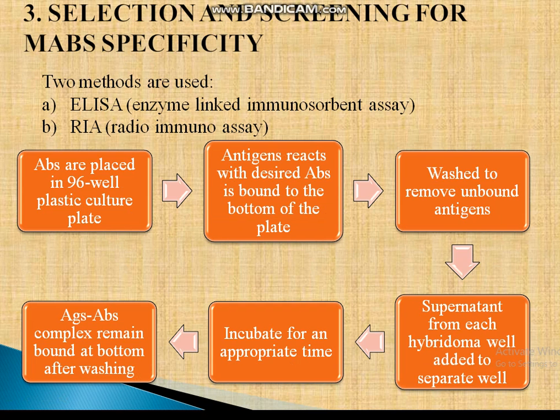Antibodies are placed in a 96 well-plate culture media. Antigens that react with desired antibodies are bound to the bottom of the plate. After that, it is washed to remove unbound antigens. Then the supernatant is collected from each hybridoma cell and added to separate wells. After that, incubate for an appropriate time, and finally the antigen-antibody complex remains bound at the bottom after washing.